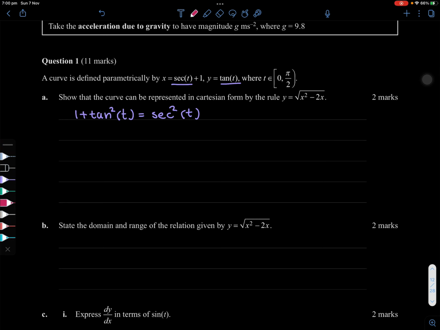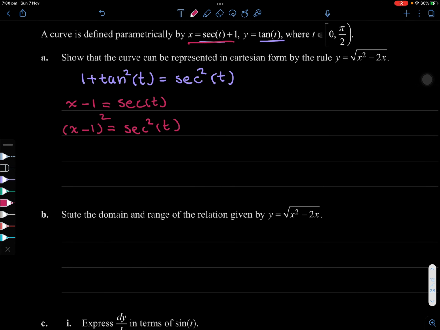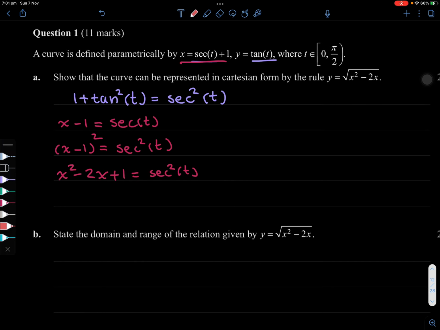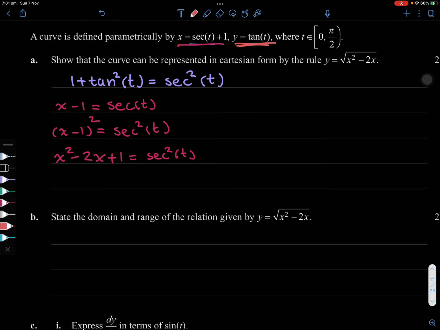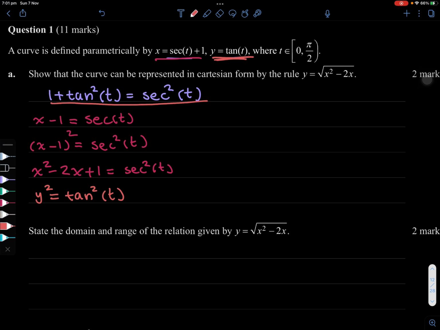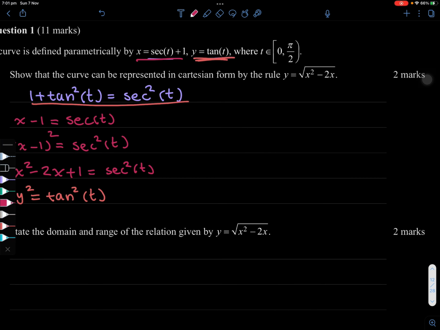So let's solve for sec squared t first. We're going to subtract 1 to the other side, and then square both sides. Squaring both sides, I'm going to expand the left-hand side. That gives me x squared take 2x plus 1, and that's going to be equal to sec squared t. Now, a similar approach for this gives us y squared is equal to tan squared t. Beautiful. Now, we can use this equation to figure out our Cartesian equation.